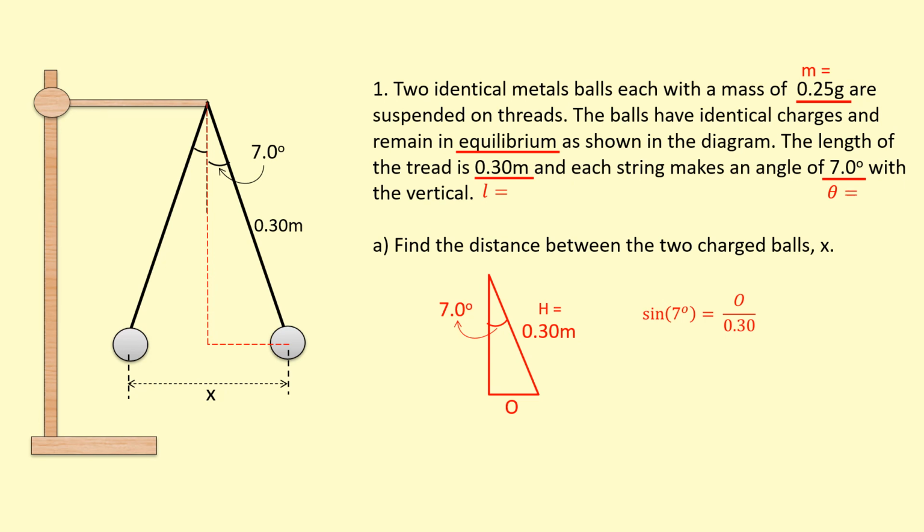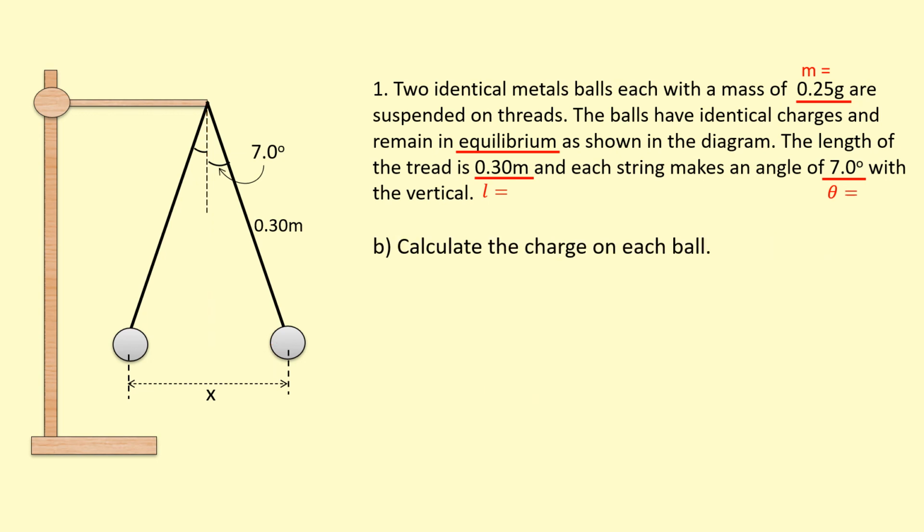So if I do 0.3 times sine 7, I get 0.03656 meters. But that's actually only halfway from the center of one ball to the center of the other. So we need to multiply that by 2. So our actual distance from the center of one to the center of the other is 0.07312 meters.